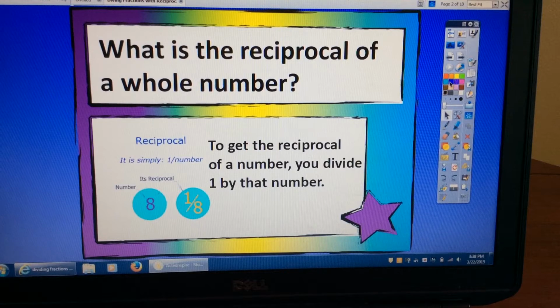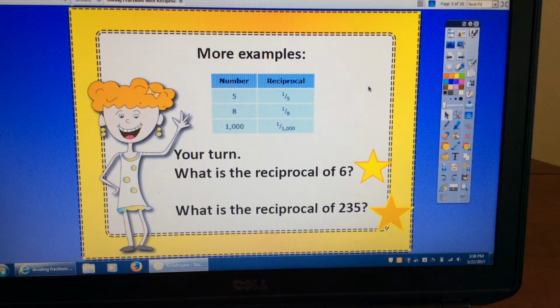So let's look at some other examples. I have the number 5. If I want to know what the reciprocal of 5 is, I will have 1/5 because I'm dividing 1 by 5. If I have the number 8, I'm going to divide 1 by 8, which would give me 1/8. And if I had a really large number like 1,000, again, it's the same idea. I divide 1 by 1,000 to get my reciprocal.